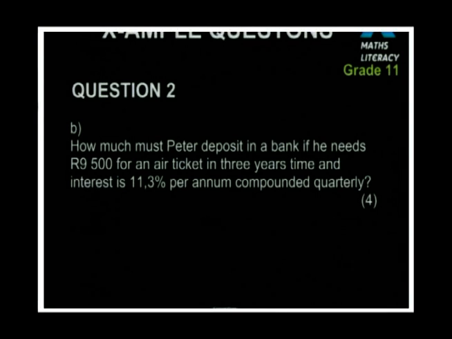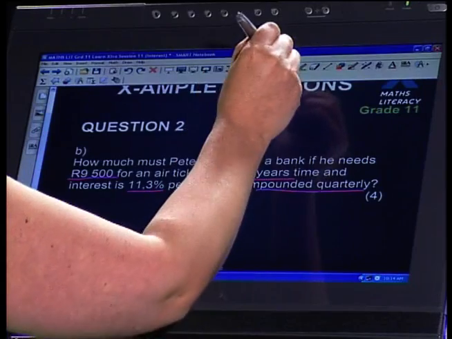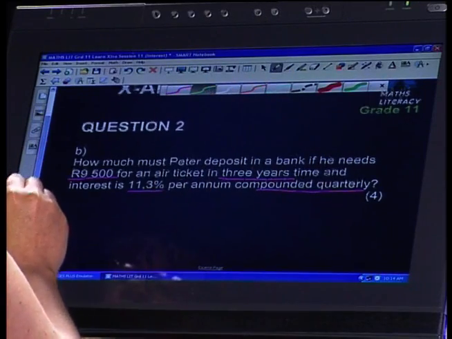How much must Peter deposit in a bank if he needs 9,500 for an air ticket in 3 years' time and the interest rate is 11.3% per annum compounded quarterly? So we're looking for the amount that he needs to deposit in a bank. We know what he wants at the end of the day. So this is my accumulated value. That's what he needs to buy the air ticket.